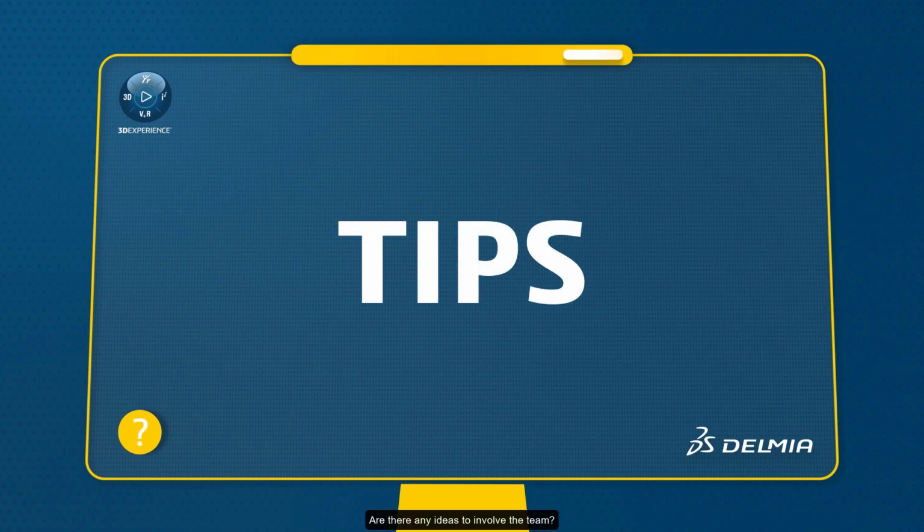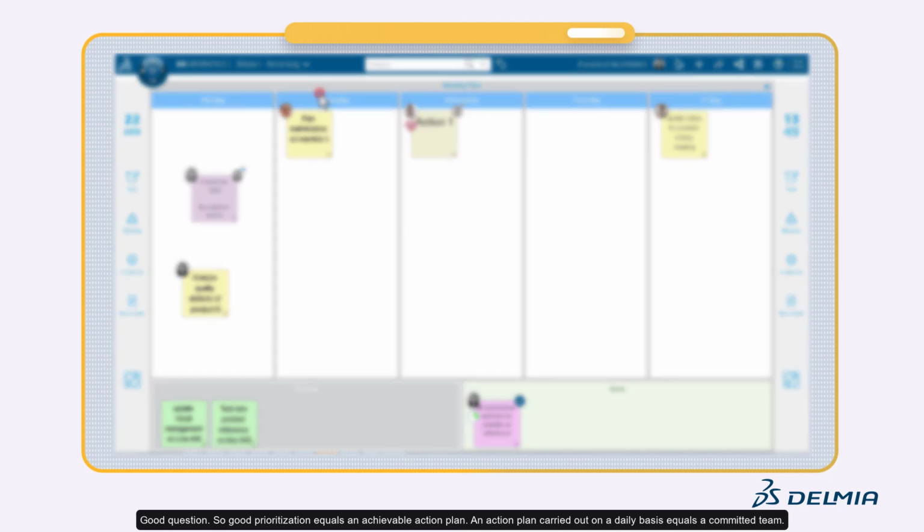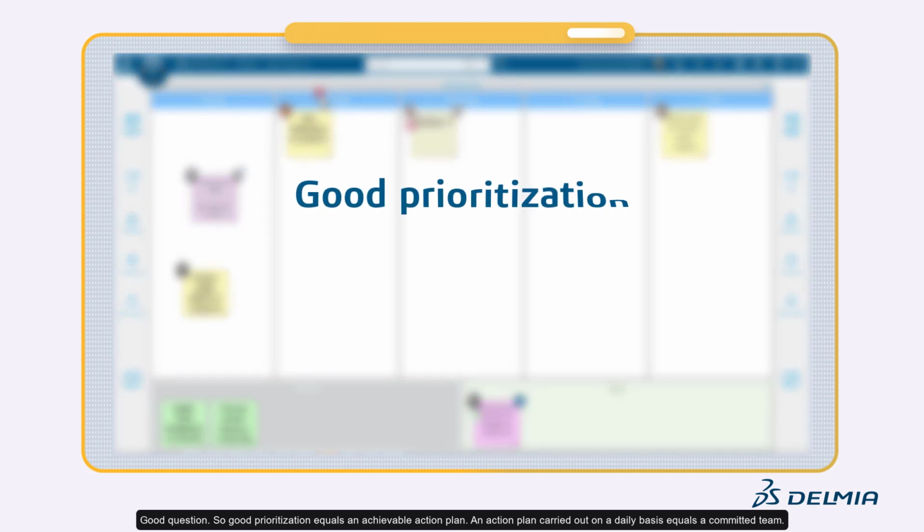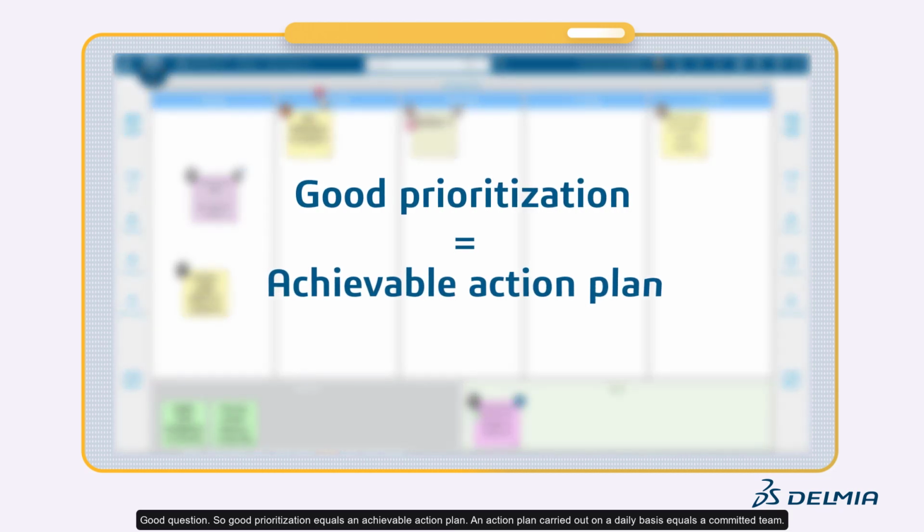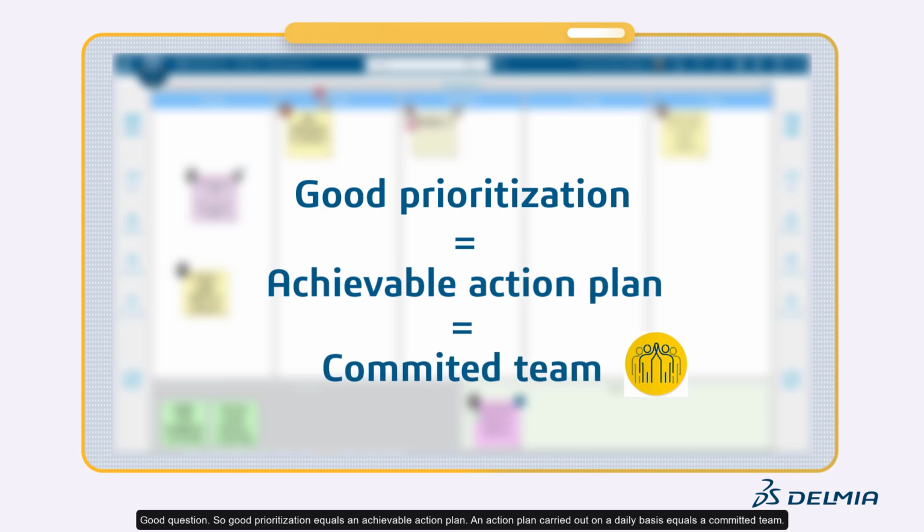Are there any ideas to involve the team? Good question. So good prioritization equals an achievable action plan. An action plan carried out on a daily basis equals a committed team. Success is in your hands.